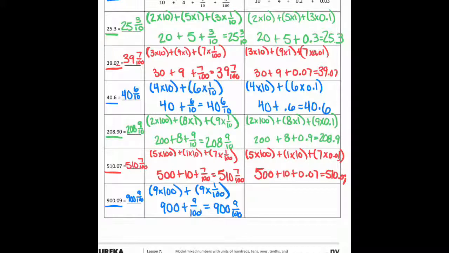And then over here for decimal form, I'll do 9 times 100 plus 9 times 0.01, which will give me 900 plus 0.09, which will give me 900.09. All right, if you have any questions, let me know.